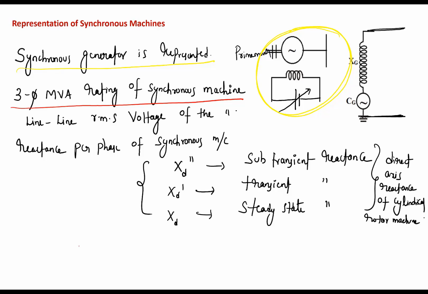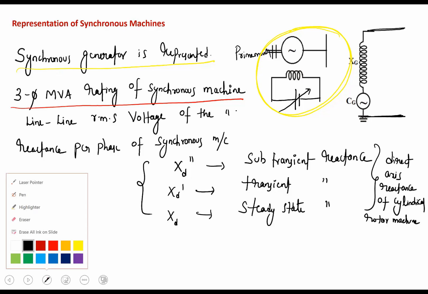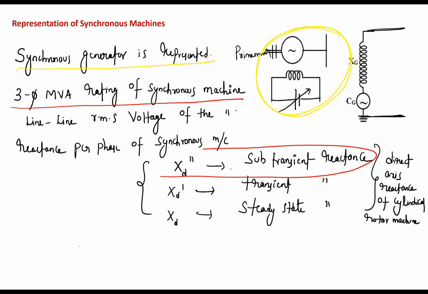For fault analysis, we will mainly be considering the subtransient reactance. So what are the important data that we require? We require the three-phase MVA rating of the machine, the line-to-line voltage of the machine, and the reactance per phase. Actually, we require all three reactances: subtransient, transient, and steady-state reactance per phase. But depending upon the data given, we will be using it. Okay. So that is the point.